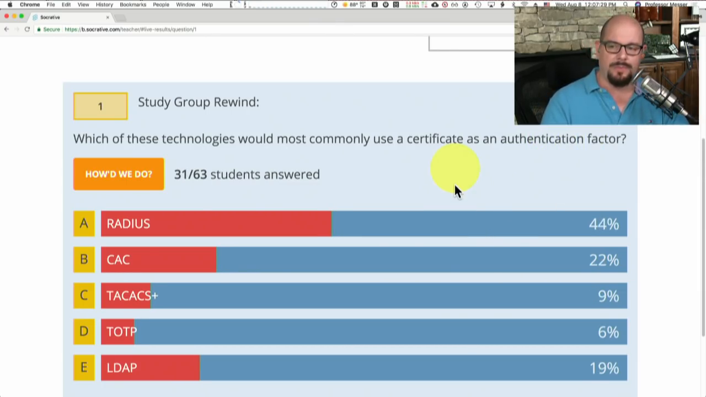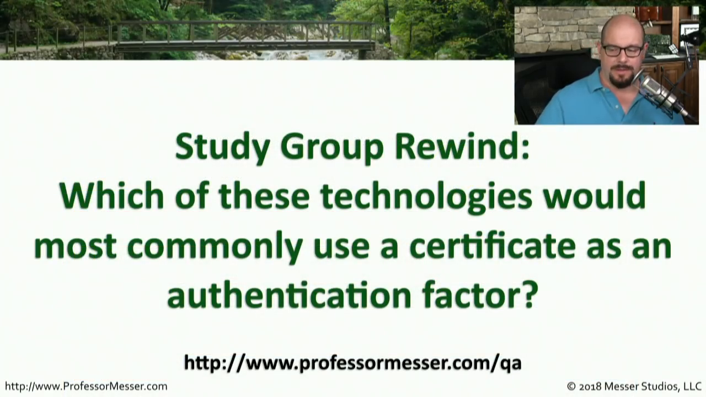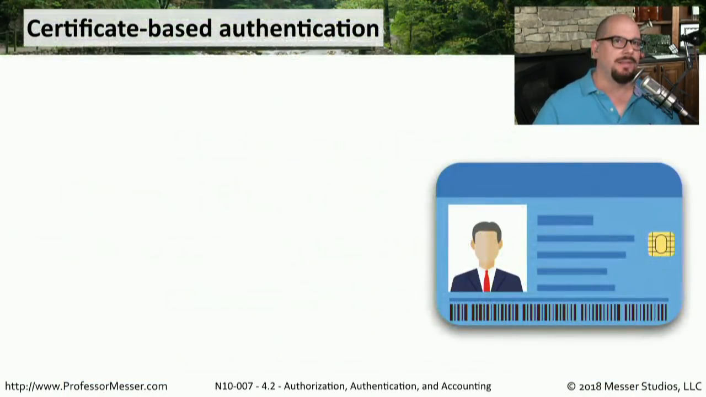One of the challenges you have with these questions, by the way, is there could be answers in here that could use a certificate as an authentication factor, but that was not the question. Make sure you read through those questions very carefully that ask which one of these would most commonly use an authentication factor. This is a question that we had last month. So this is your test to see if you're able to get to the study group and answer the questions. If you're able to go to professormesser.com/QA, then you're able to do that.